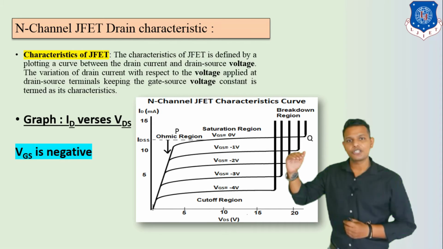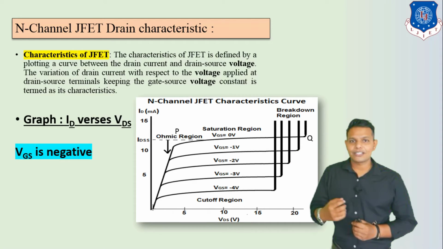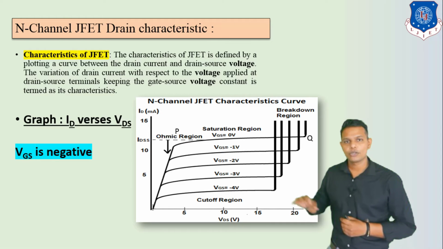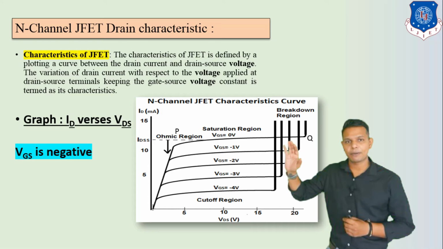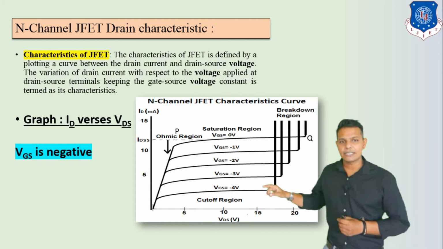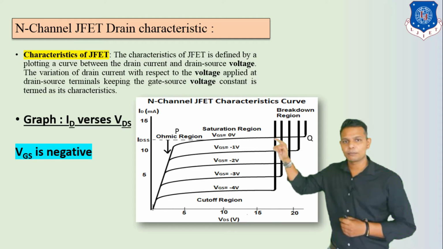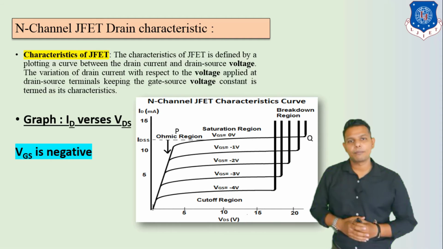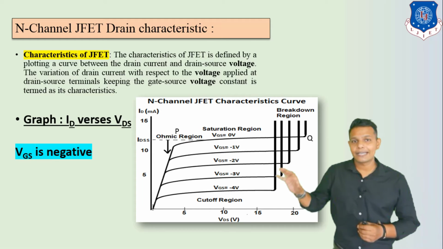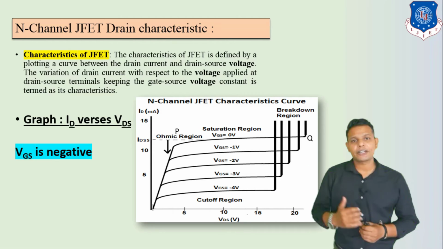After this region your transistor becomes permanently damaged. Here we can see it is damaged permanently because of breakdown. So this portion is known as the breakdown region. So these are the characteristics of N-channel JFET.